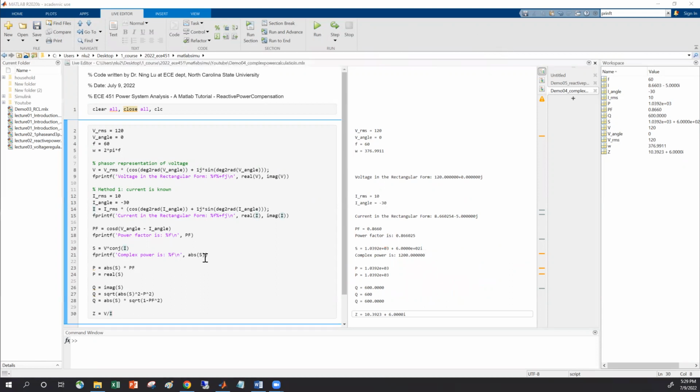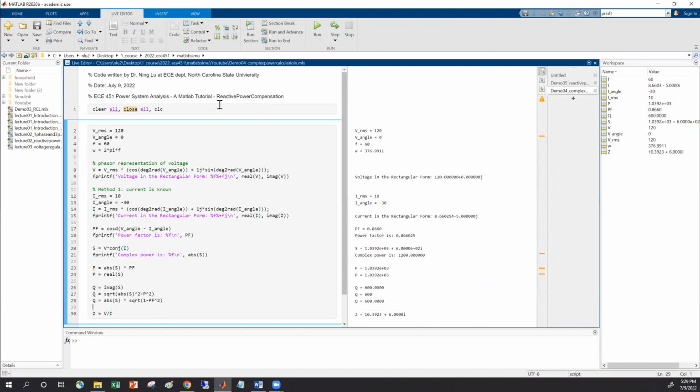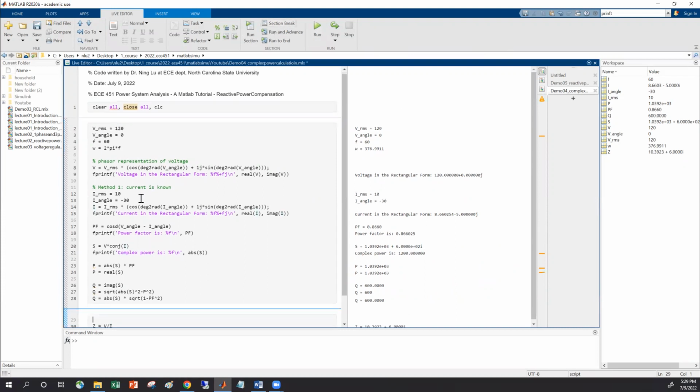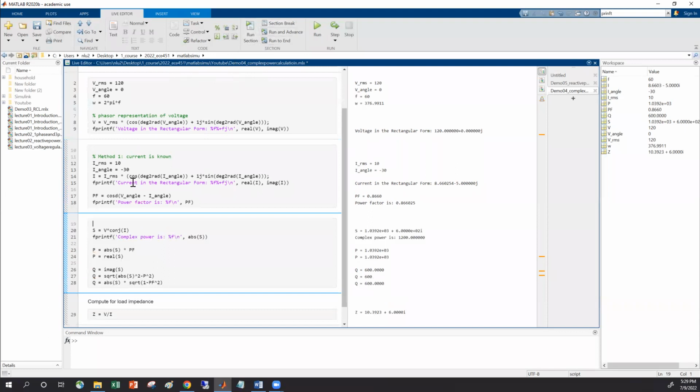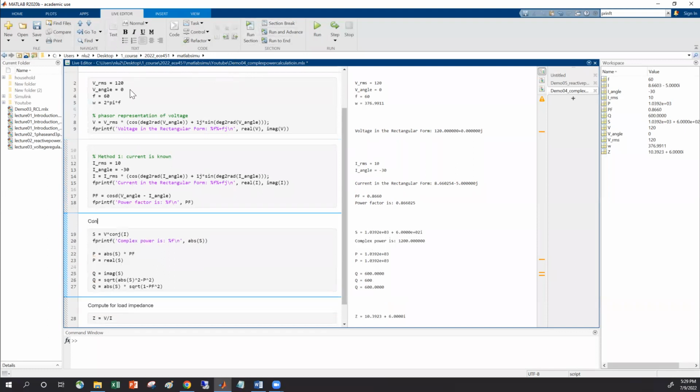Okay, this looks cleaner. So now next, let me start a new section. Section break. Okay, so this will be the section break. So here we will just compute for load impedance. Okay, and then this one just computes for real power and reactive power.